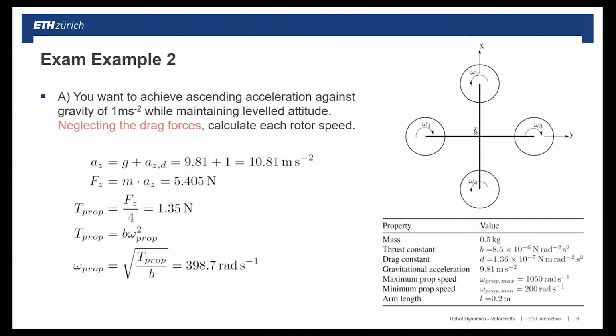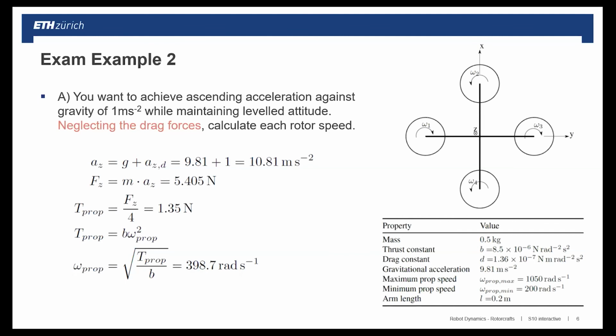In order to get this, we have not only the gravity, which would be for hover, but we have an additional acceleration, which is 1 meter per second square. So the total acceleration is gravity plus the acceleration we want to accelerate upwards. Based on this, we can again calculate the force which has to be generated for this acceleration.